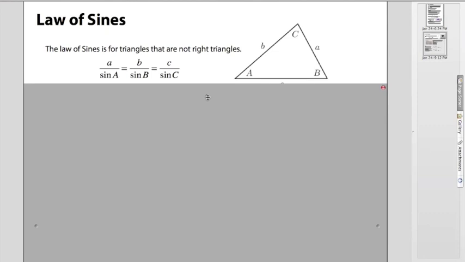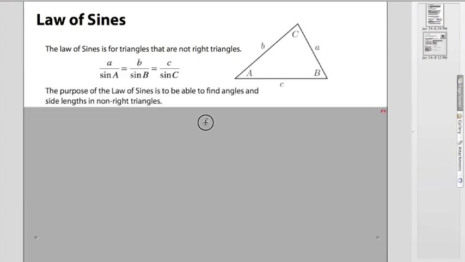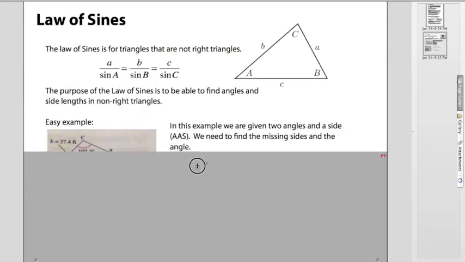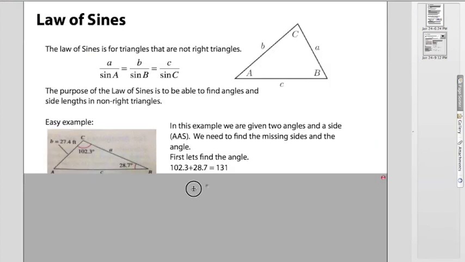a proportion. So I'm going to pick two of those, and you'll see in a minute when we do the example exactly what I mean. You'll never use all three of them at the same time. So we're going to take this and use a short example. This is actually right out of your book.